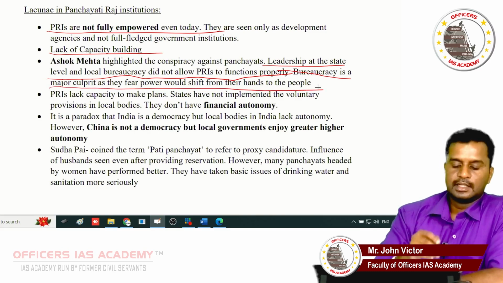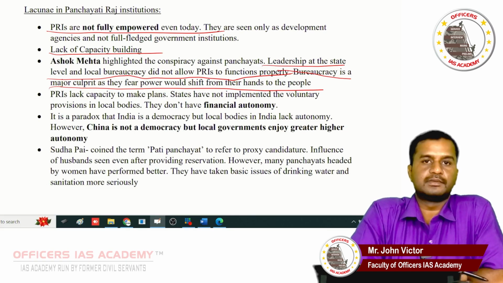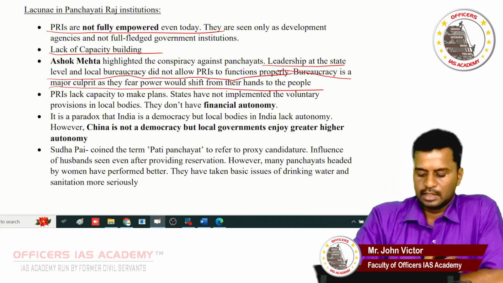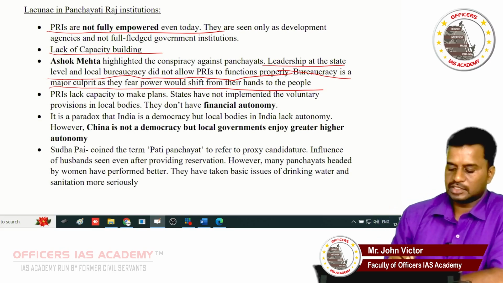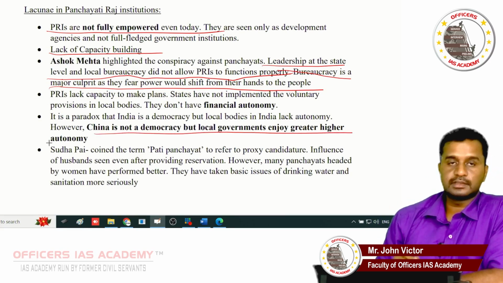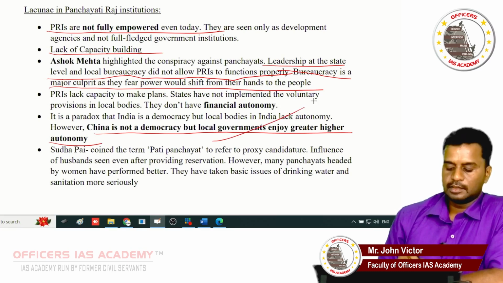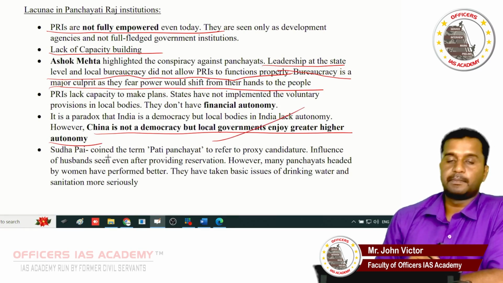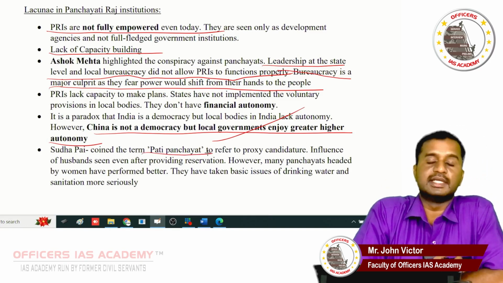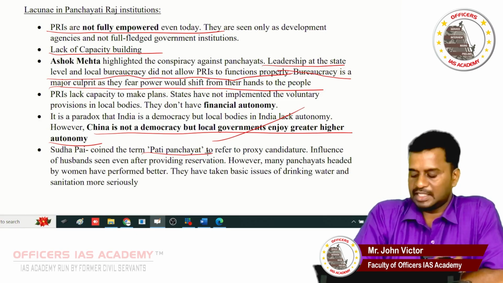They think that proper implementation of PRIs would place power in the hands of the people. As a result, they have concentrated power in their own hands. Comparing India with China, China is not a democracy, but local governance is much better in China. You can compare with China. Sudha Pai talks about the term Pati Panchayat, proxy candidature. Even though women are provided reservation, in many cases they are under the control of their husbands. This is called Pati Panchayat.